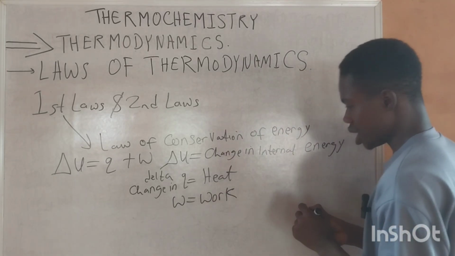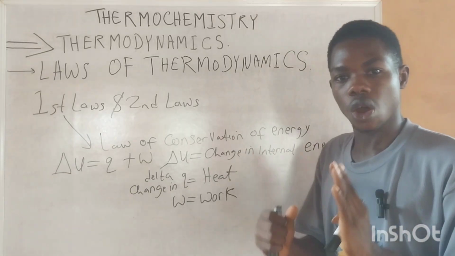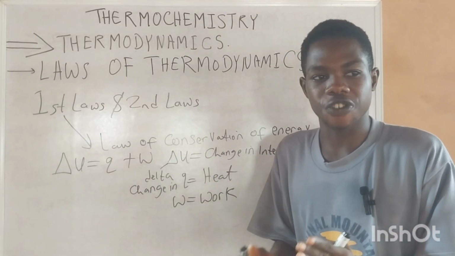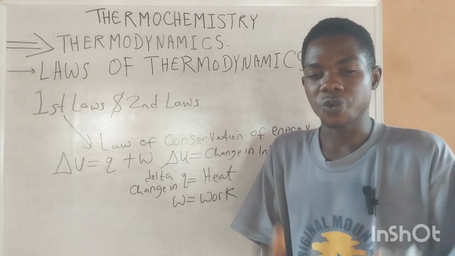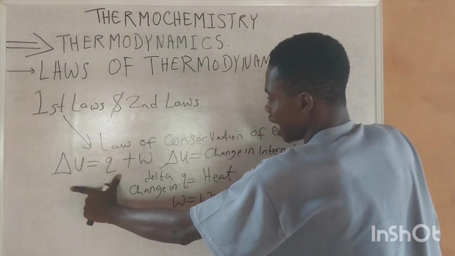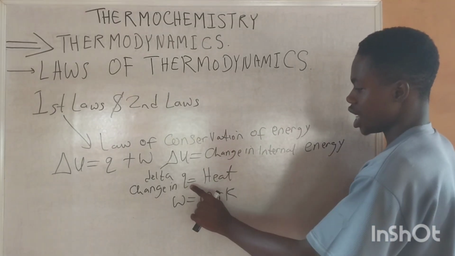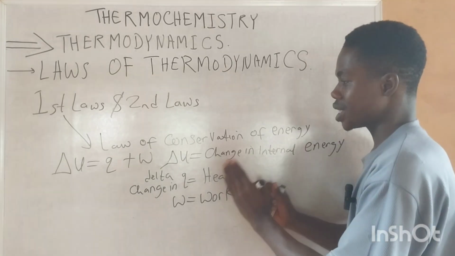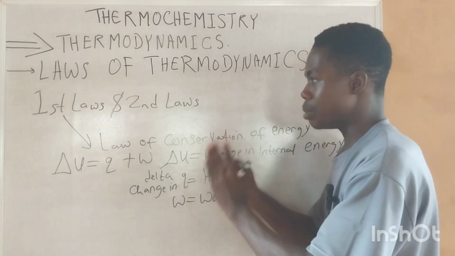So please take note of this. This equation simply explains the first law of thermodynamics, which says that energy can neither be created nor be destroyed, but can be changed from one form into another form. Some textbooks will say can be converted from one form into another form. It seems the same thing. So you can represent it mathematically like this, whereby this delta U is known as change in internal energy. Then this Q is known as heat, and then the W is known as work. So please take note of this equation under the first law of thermodynamics.